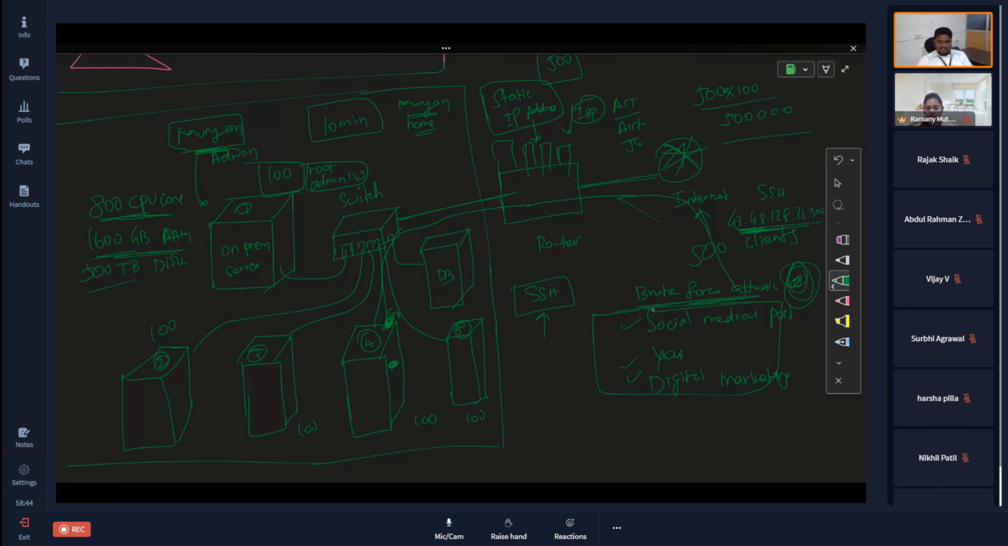So now Murugan notices this, and what Murugan does is install a host-based firewall, a host firewall. He just Googled it, asked ChatGPT, and it suggested a host firewall. What is a host firewall? Can anyone explain what a host firewall is?